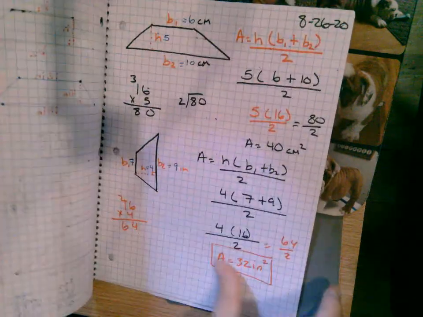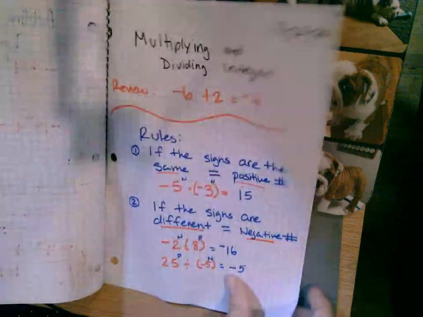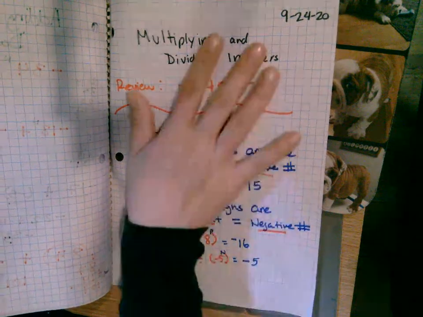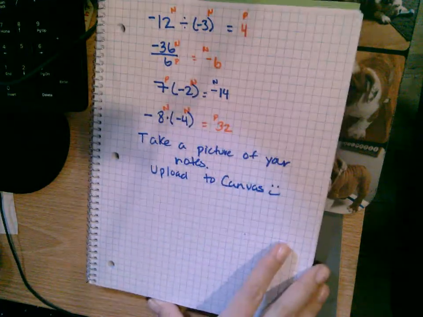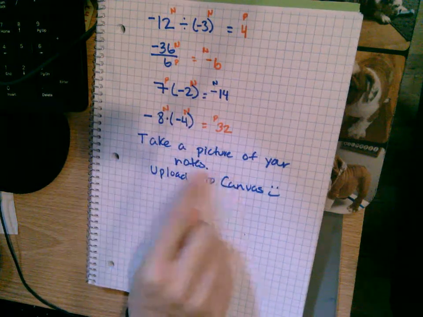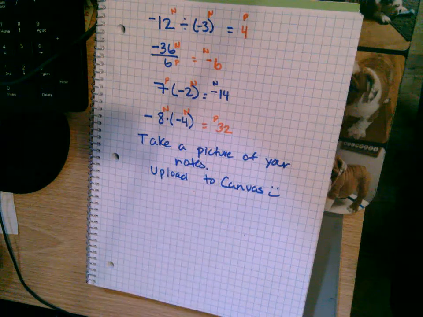If you wrote them all on the same page, fantastic. If it's 2 pages, that's fine. You can either take a picture of all of this or this, depending on how much you wrote and where it's located. I want to see these. You take a picture of your notes and you upload them to Canvas. I will give you credit for just copying down the notes.